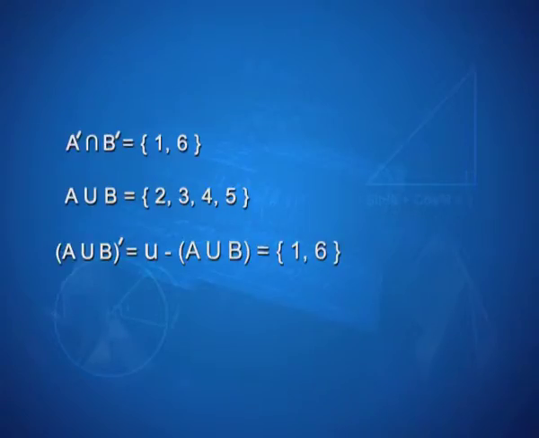The left hand side of the De Morgan's law says that the complement of union of two sets A and B, which is written as (A union B)', is given by U minus (A union B). That means all the elements of the universal set which are not the part of the union. So, this set will contain the elements 1 and 6.